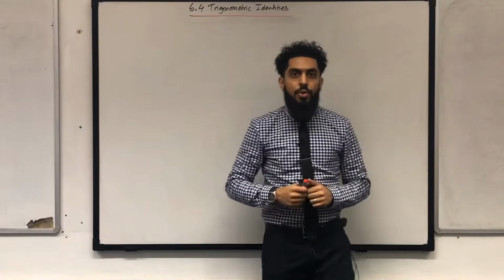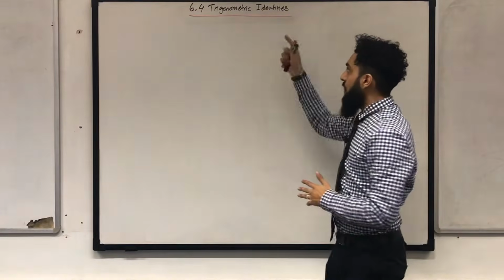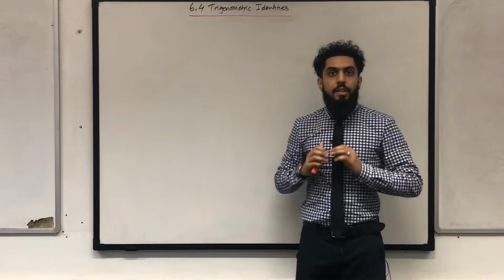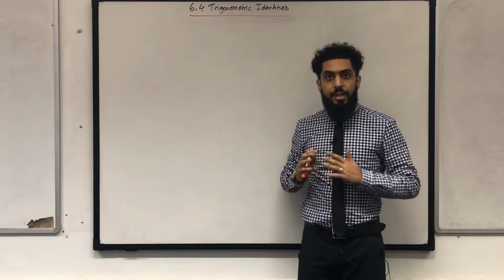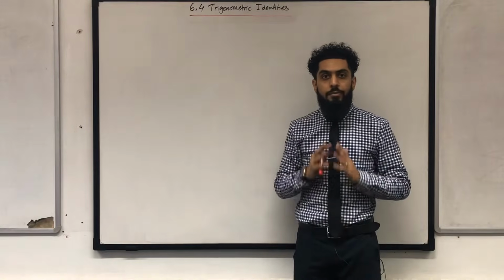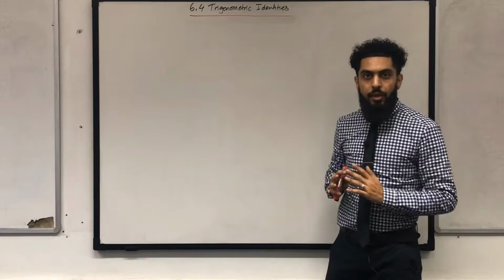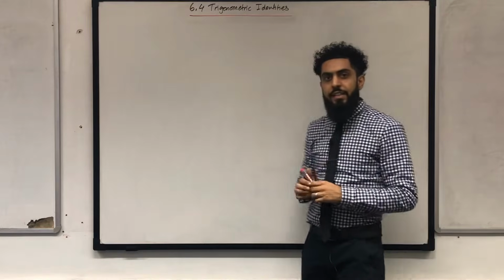In this video tutorial, I'll be looking at 6.4 trigonometric identities. 6.4 represents Chapter 6, Section 4 of the Pearson A Level Maths Pure Maths Year 2 textbook. So let's have a look at some juicy identities.